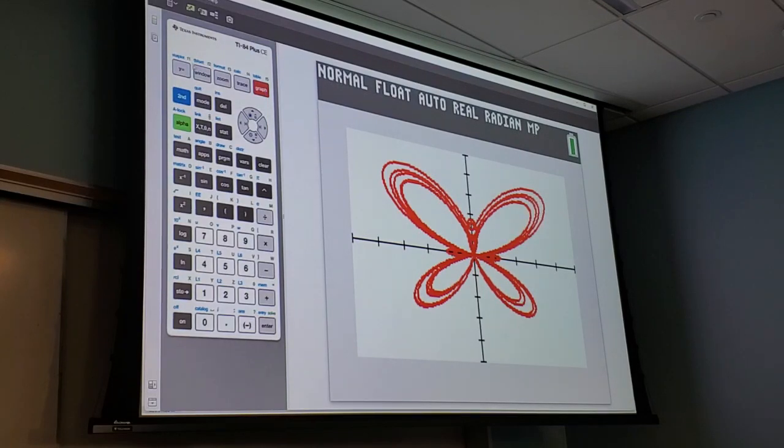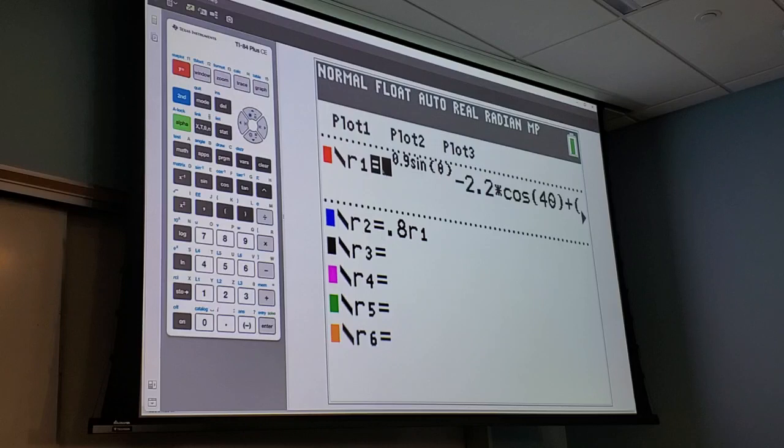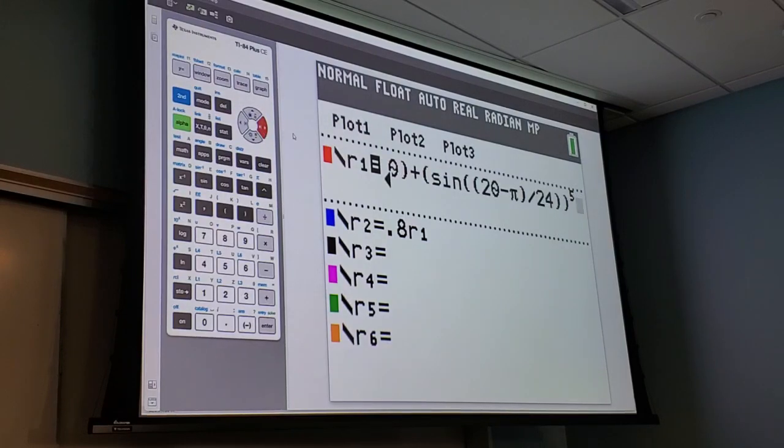And here it is. Don't worry about R2, I'll show you in a minute. R1. It's my modified version, so it's like e to the sine theta minus 2 cosine 4 theta plus sine of 2 theta minus pi divided by 24, to the 5th power. Holy shit. Right, so I modified a few things. And again, I'm not going to test you on this. You're not going to get a butterfly quiz, right? I just want to show you.